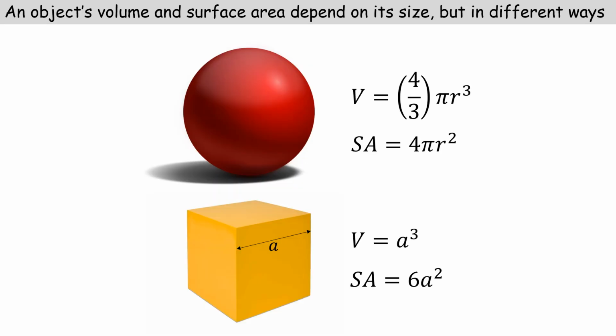But here's the thing. The relationship between an object's size and its volume and surface area is not the same. We can see this directly by looking at the equations for the simplest objects, a sphere and a cube. Both can have their size described by a single variable, radius r or edge a. For a sphere, the volume is 4/3 pi r cubed, while the surface area is 4 pi r squared. For a cube, the volume is simply a cubed, while the surface area is 6a squared.